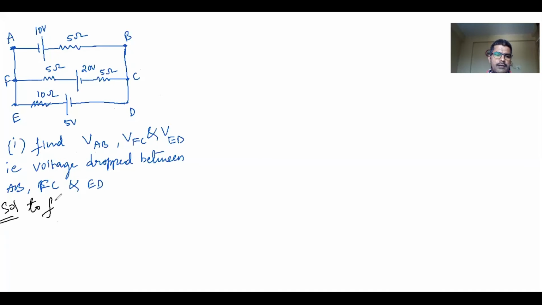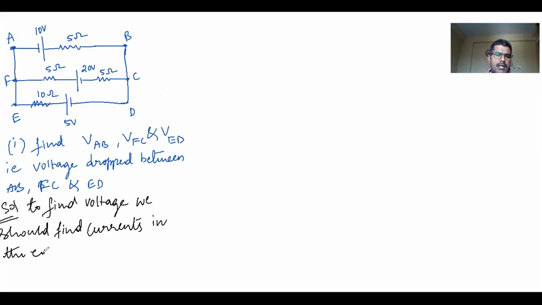To find voltage, we should find currents in each path of the circuit. We should first calculate currents in the circuit.